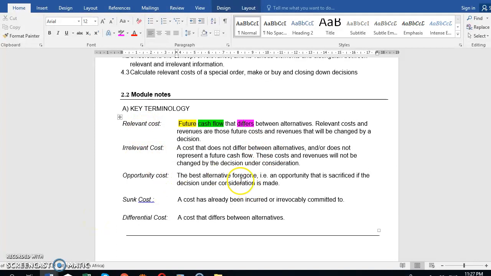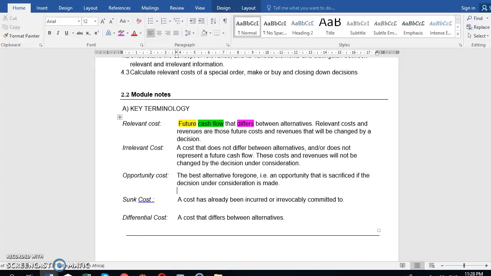Then an opportunity cost is the best alternative forgone, i.e. an opportunity that is sacrificed if the decision under consideration is made. So, for example, you just finished graduating. You have 3 jobs on the table. Job A is paying 10,000 Rand. Job B is paying 20,000 Rand. And job C is paying 50,000 Rand. If you decide to take the 50,000 Rand job, you forgo job A and job B. And the best of job A and job B is 20,000 Rand. So the best alternative would be 20,000.